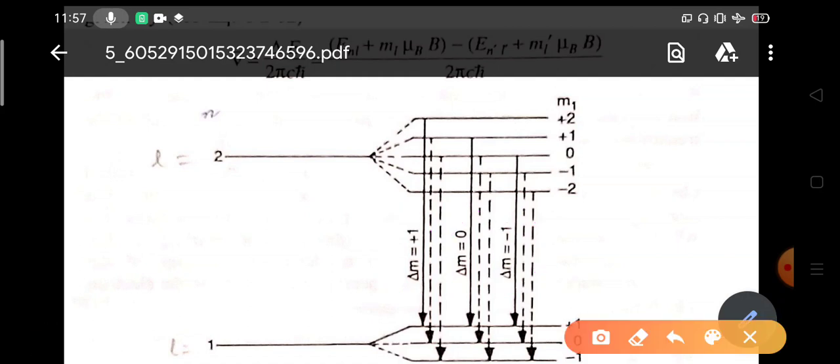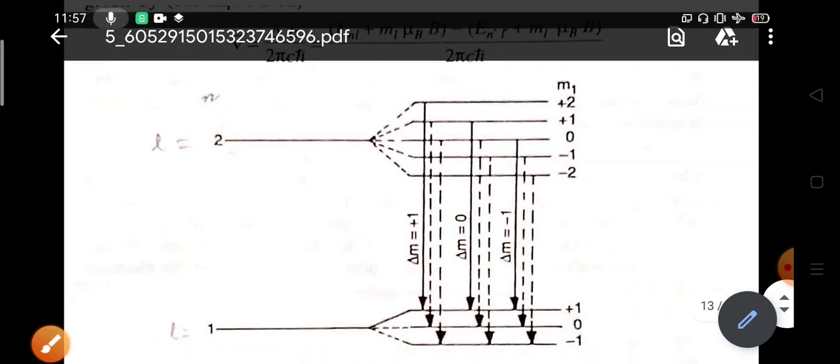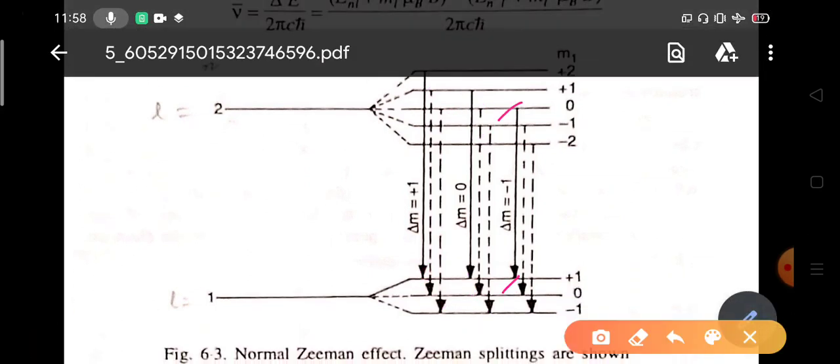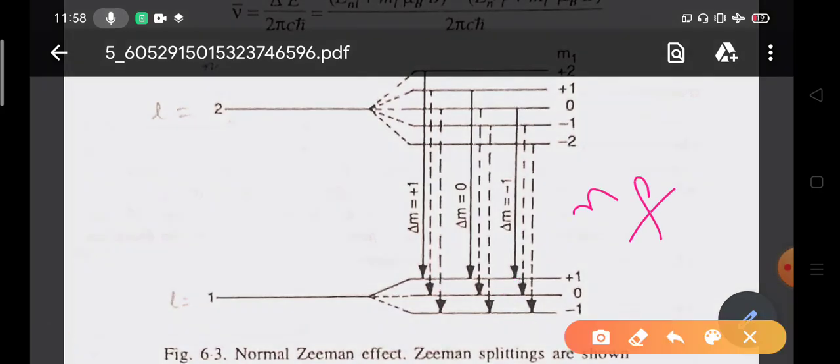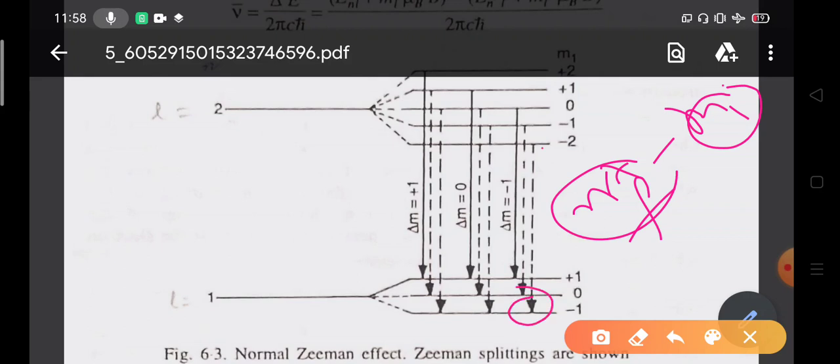Delta M_L equals plus 1 transitions are from 2 to 1, from 1 to 0, and from 0 to minus 1. Delta M_L equals 0 is from 1 to 1, 0 to 0, minus 1 to minus 1. Delta M_L equals minus 1 is from 0 to plus 1, from minus 1 to 0, and from minus 2 to minus 1. How is it? Because delta M equals M_F minus M_I, that is final minus initial. Don't forget to take the final term first and the initial term next. Suppose we take minus 1 and minus 2: minus 1 plus 2 will give us plus 1.